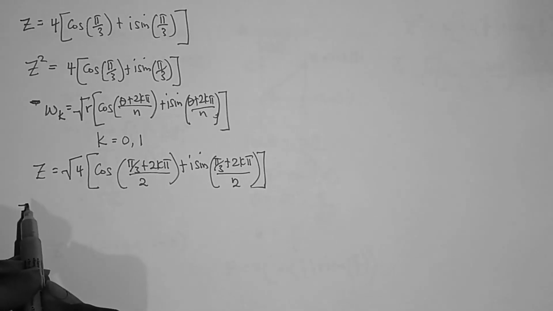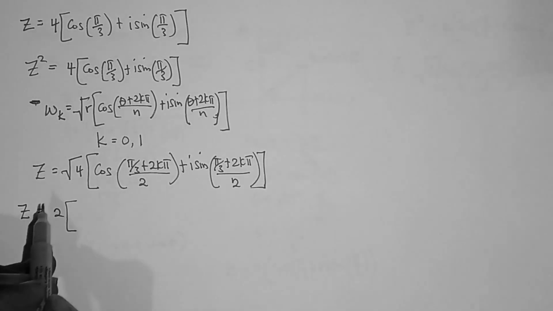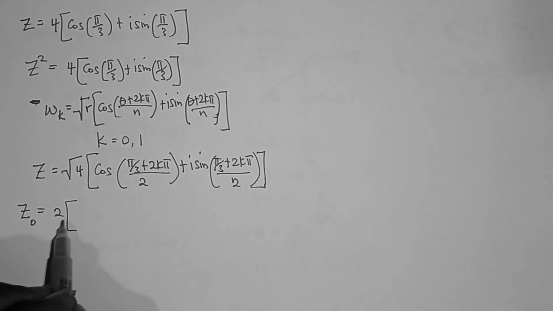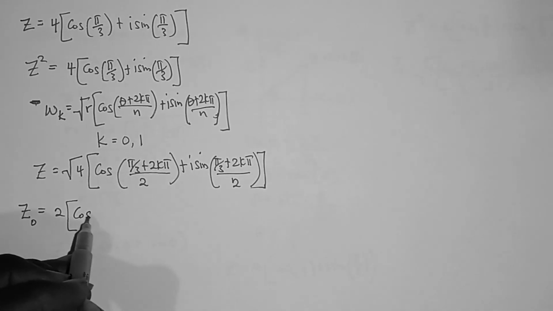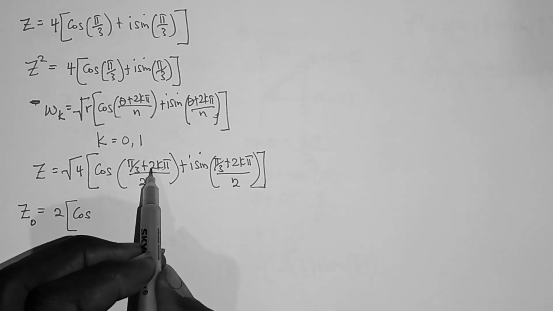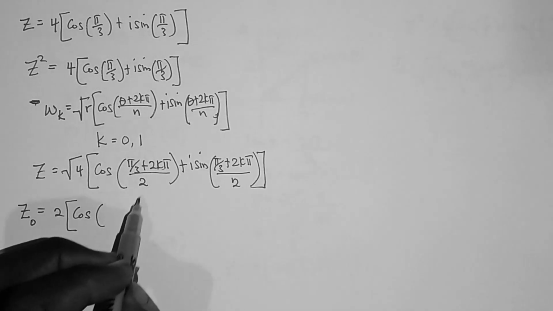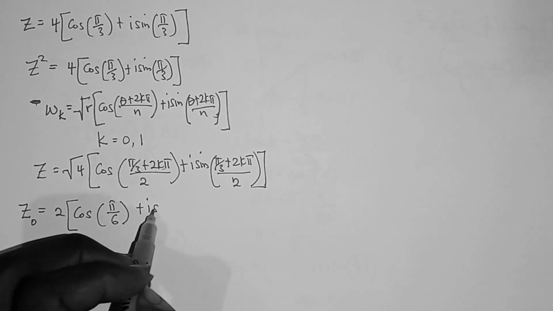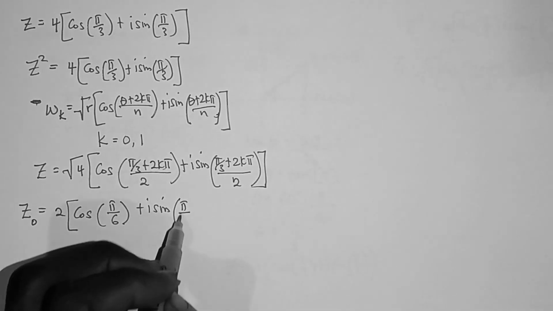So z is equal to square root of 4 is 2 times, let's do z of 0, that is k equals 0. So z of 0 equals square root of 4 is 2 times cos, then that means we will put k equals 0. If we put k equals 0, all this part goes to 0, so we'll be left with, in brackets, pi over 3 divided by 2 is pi over 6, then plus i sine, in brackets, pi over 3 divided by 2, here 2 is pi over 6.